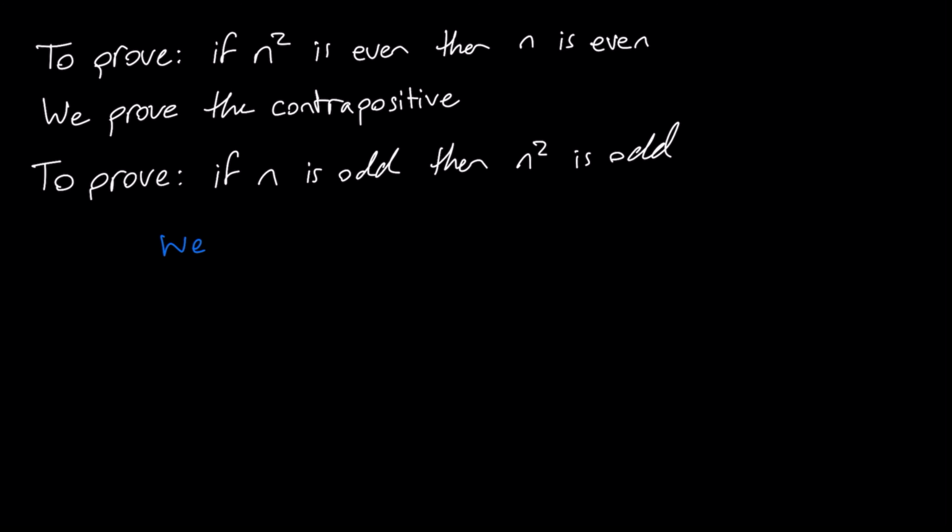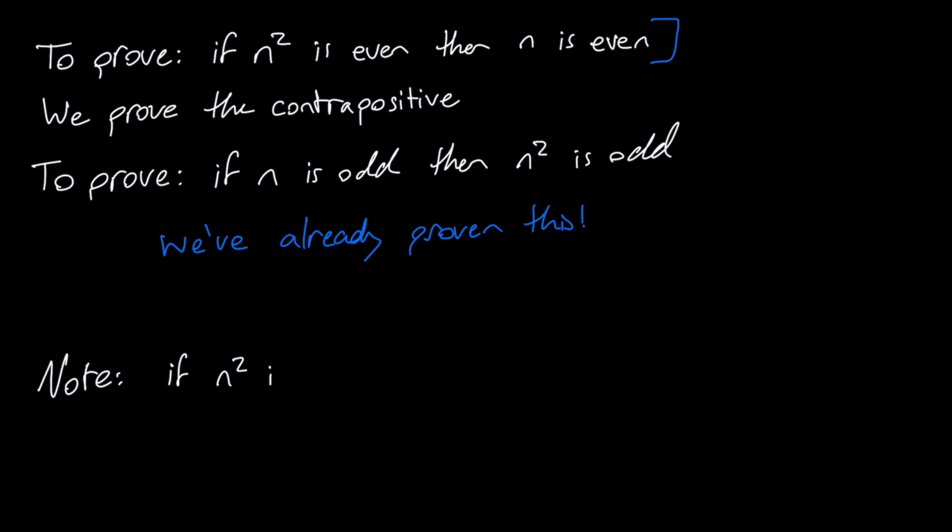And here, we've actually already proven this. We proved this in the last video. So contrapositive allowed us to take this new statement and realize it's equivalent to an old statement we've already proven. So we don't have any further work to do. Note that by the same method, we also know that if n squared is odd, then n is odd. By the same methods, we know this is true because we've already proven the contrapositive of this statement.